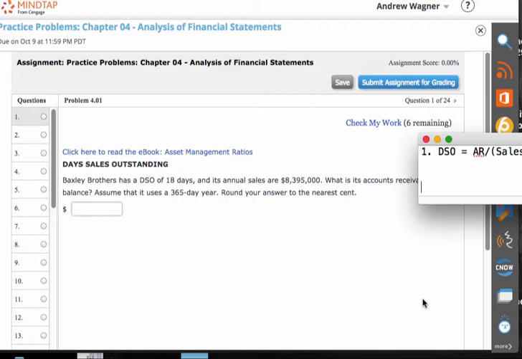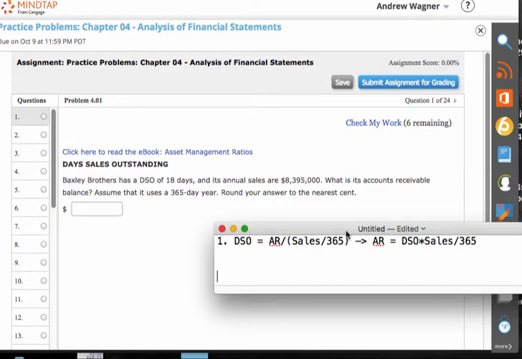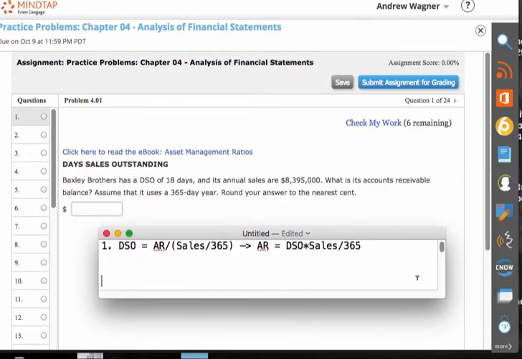At any rate, I'm looking at practice problems from chapter 4. I'll try to get you through as many as I can without giving it away. So here we have days sales outstanding of 18 days. Annual sales are given there, and they're asking for accounts receivable. So here's the equation I have for days sales outstanding.